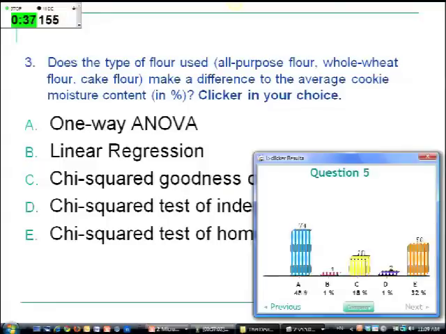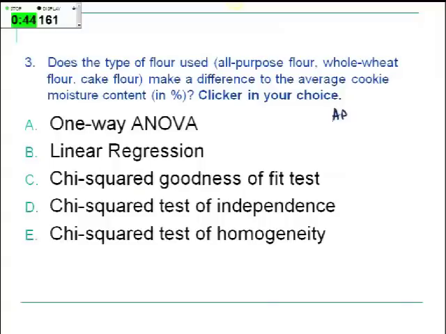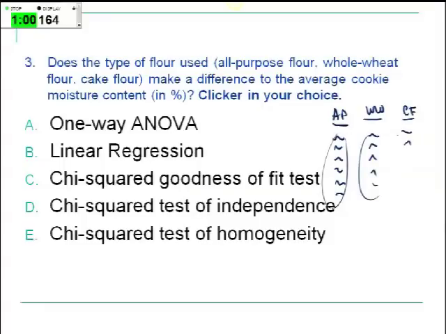What do you think, guys? What's your data going to look like? All-purpose flour. Here's some measurements of cookies made that way. Those are percentages that I'm measuring. And then I've got whole wheat flour and some measurements there. And I've got some cookies made with the cake flour instead. Each of these sets of data are numerical. I will be calculating these sample means to see whether there's a difference between those average percent moisture content.